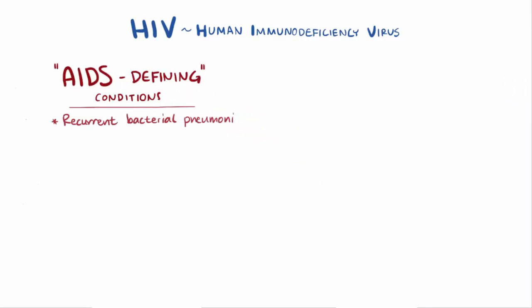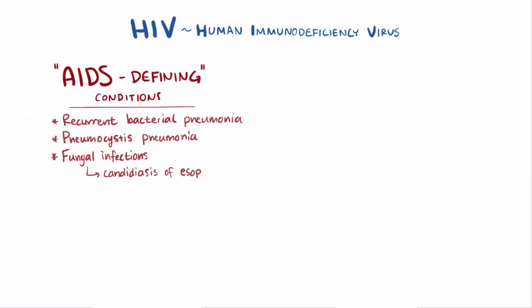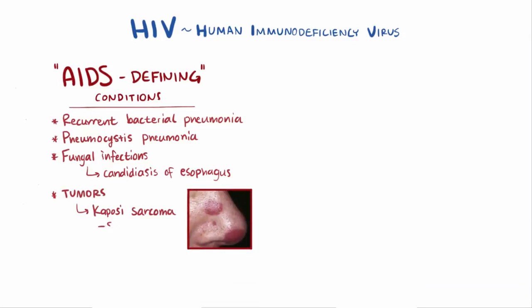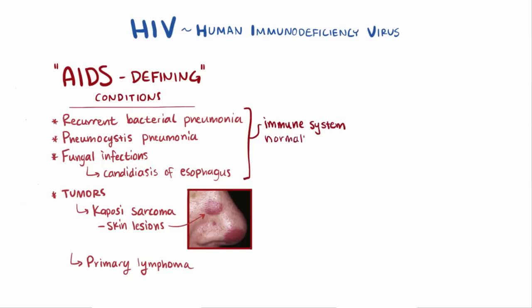Certain conditions start to develop that are said to be AIDS-defining, such as recurrent bacterial pneumonia, pneumocystis pneumonia, and fungal infections like candidiasis of the esophagus. Other conditions include certain tumors and malignancies like Kaposi sarcoma, which causes lesions on the skin and other soft tissue, and primary lymphoma of the brain. Many people with AIDS die from infections that a healthy immune system would typically be able to fend off, like pneumocystis, cytomegalovirus, or Mycobacterium avium complex.